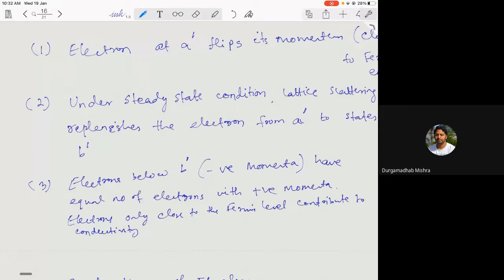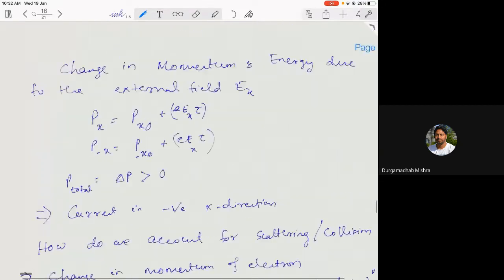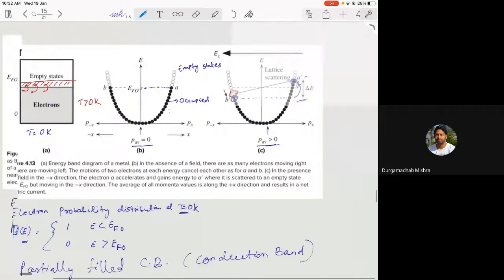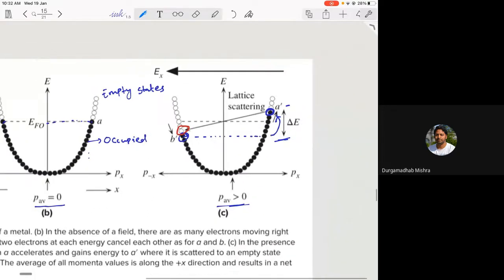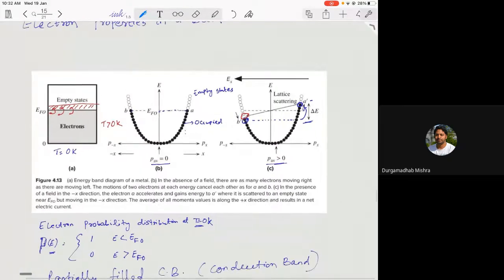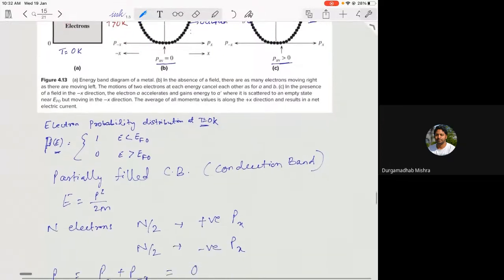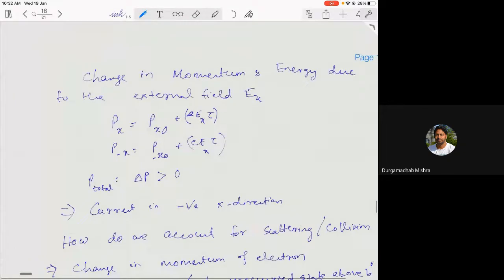Okay, so only electrons which are near the Fermi level, as you can see, are participating in the conductivity. So electrons which are below B prime do not contribute at all because the net momentum change due to them is actually zero. So this is one important thing which comes out from this band structure.